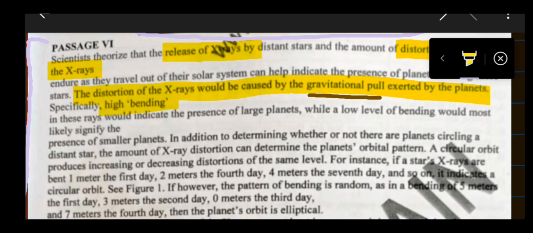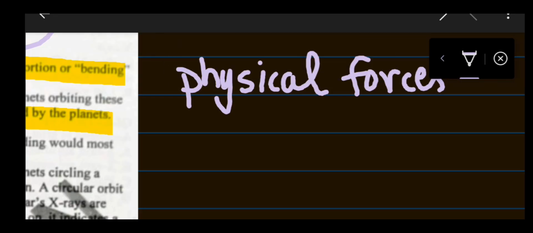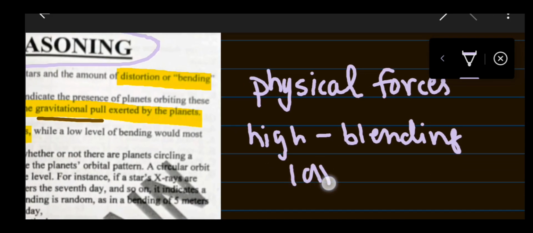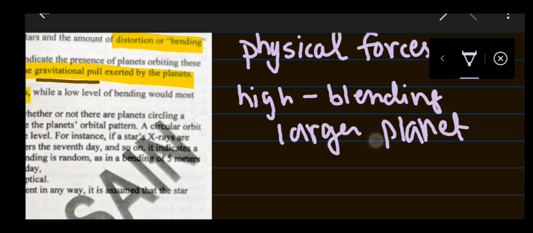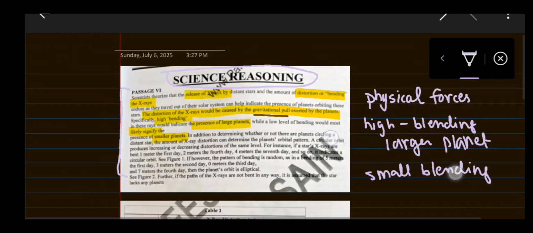Another point is specifically high blending. High blending in these rays would indicate the presence of large planets, while low blending would likely signify the presence of smaller planets. So here we have high blending and low blending. When we have high blending, it indicates the larger planets. However, if we have small blending, it indicates the smaller planets, right?